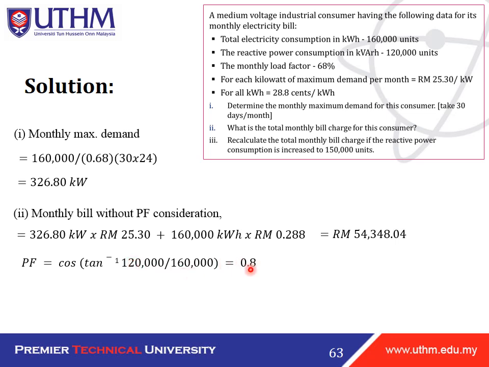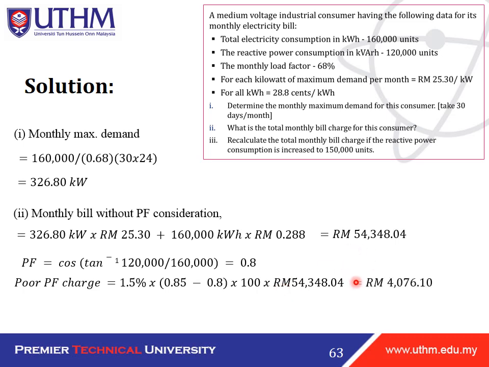Tangent is the reactive power divided by the kilowatt hour, and then we got 0.8. So we have the poor power factor charge. The power factor is 0.8, so we need to charge 1.5% times 0.85 minus 0.8 times 100 times the bill, and then we got the charge is RM4,076.10. So the total monthly bill charge is RM54,348.40 plus the penalty of RM4,076.10. We got it. This is the final bill.